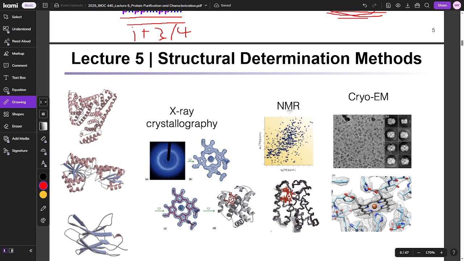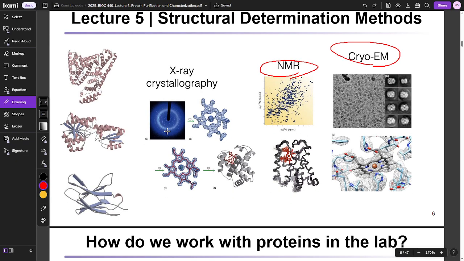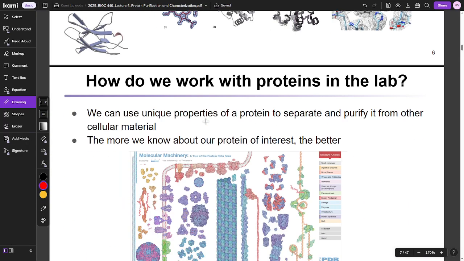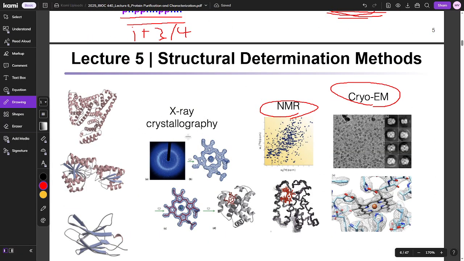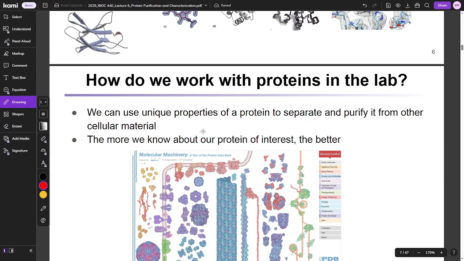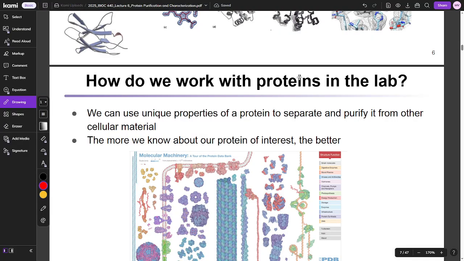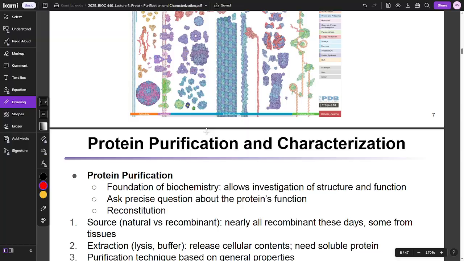Yeah, different types of methods. NMR. You never really are tested on these, by the way, so I wouldn't really worry about this unless you have a new professor and they really emphasize it in class. But I personally have never seen this on an exam, and I've seen 2 classes' worth of exams, and they don't have any of these. How do we work with proteins in the lab? Yeah, again, I don't really care.